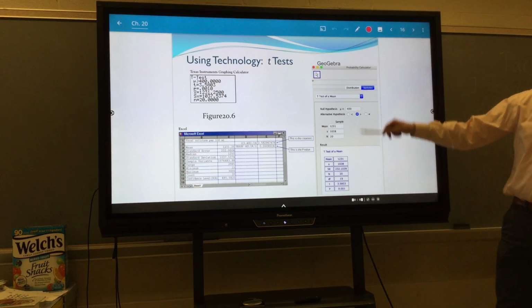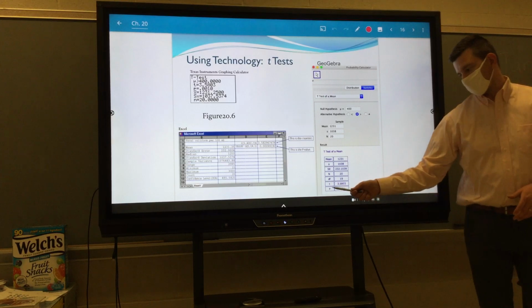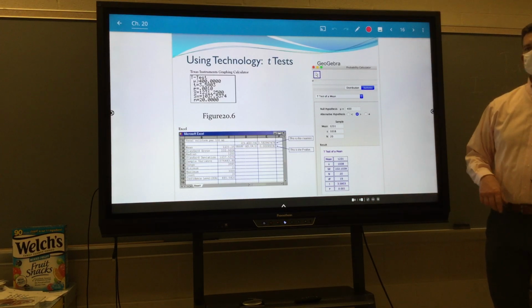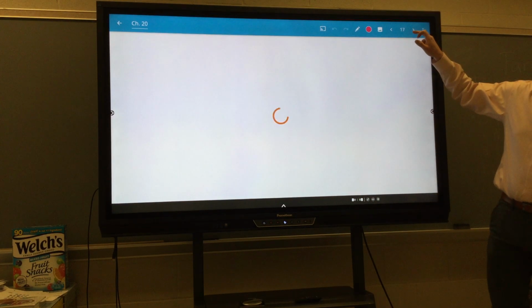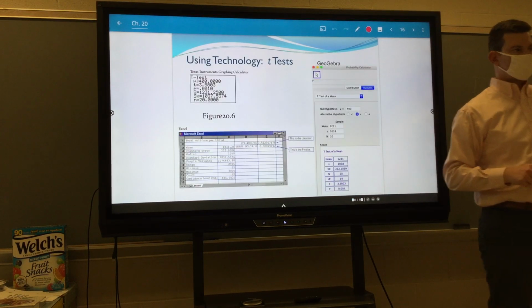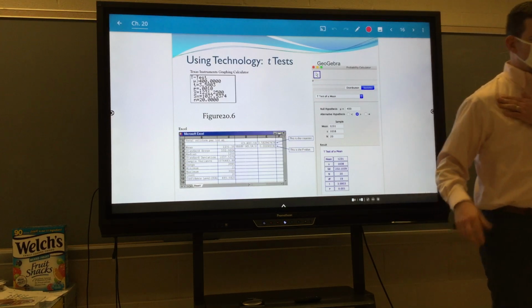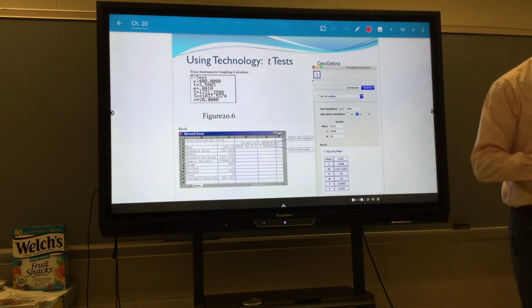Same kind of thing with our analysis from GeoGebra. We get our values on our chart right there, our t statistic and our p-value. Any questions right now? I'm going to pause with that.